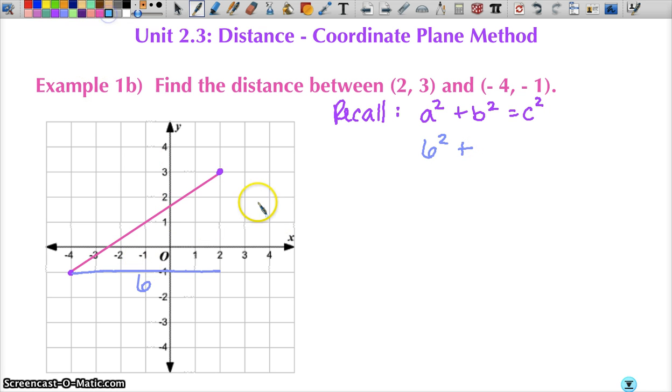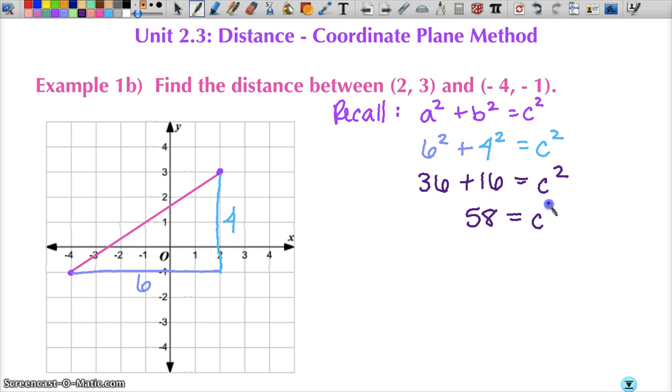Then we have to look at how high up is this going to go? How much are we going from -1 up until 3? Well, it's going 1 and then 2, 3, 4 total. So 4 squared equals c squared. So then as we go through and simplify this, we get 36 plus 16 is c squared, which gives you 58, which is c squared.